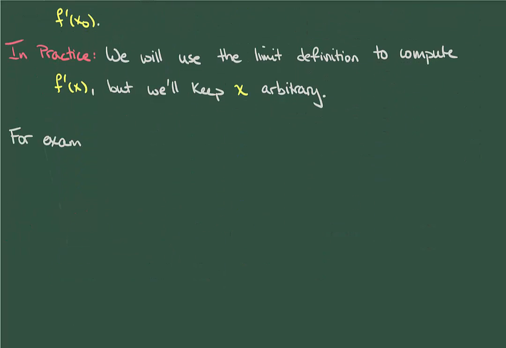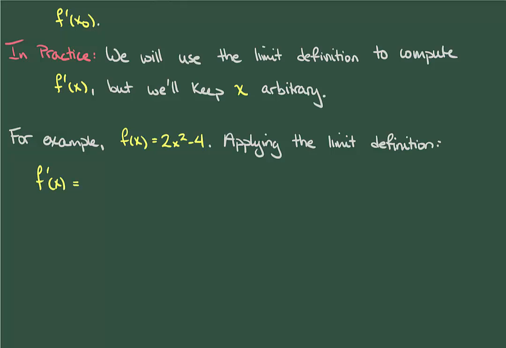So for example, if we take a look at the function f of x equals 2x squared minus 4 and apply the limit definition of the derivative for an arbitrary x, we get the following. Again, the only difference between this and what we've done previously is that we have an x here instead of a number. We know what f is, so let's plug that in.